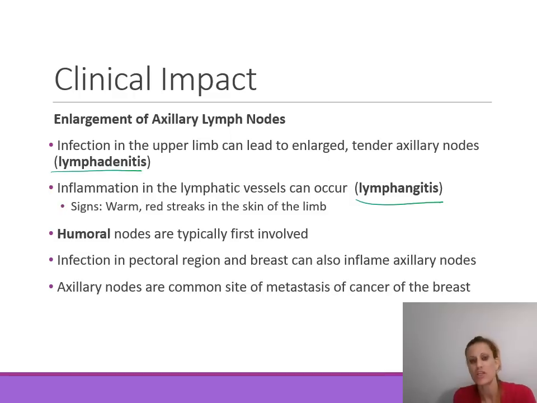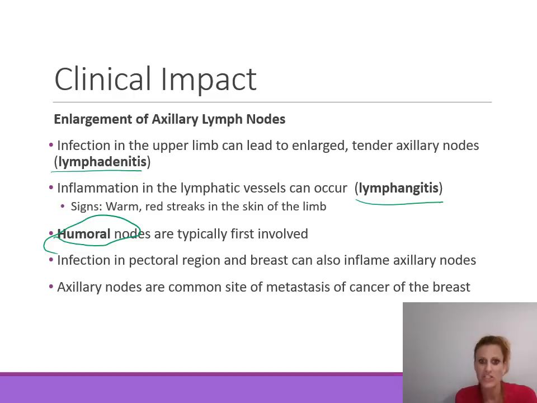When there's an infection in the arm or the upper limb, the humeral nodes are typically the first nodes involved because remember the humeral nodes are the first nodes that most of the arm drains into. And then after that, they go into the central nodes and then eventually into the apical nodes. So infection can spread beyond the humeral nodes if it's not treated.